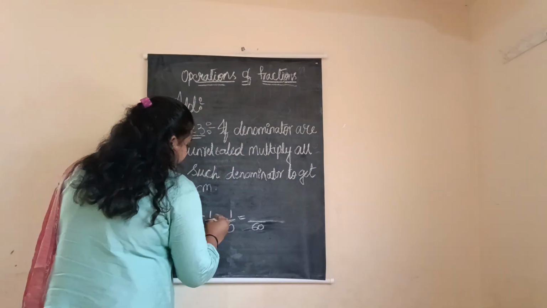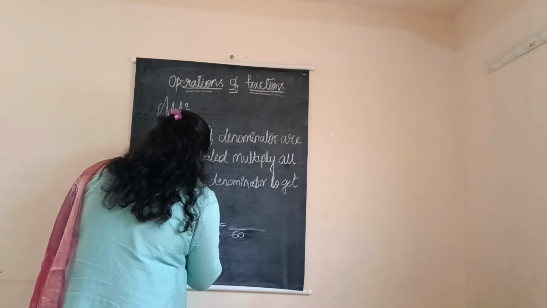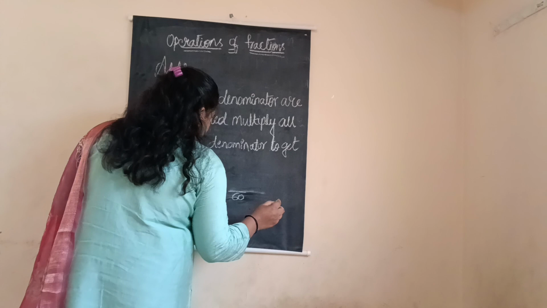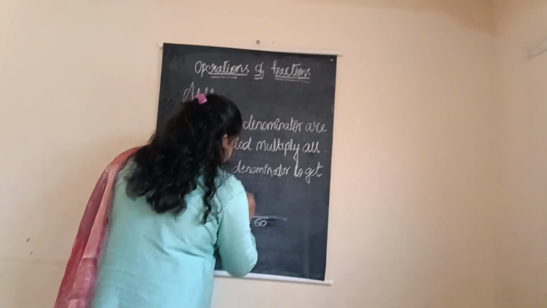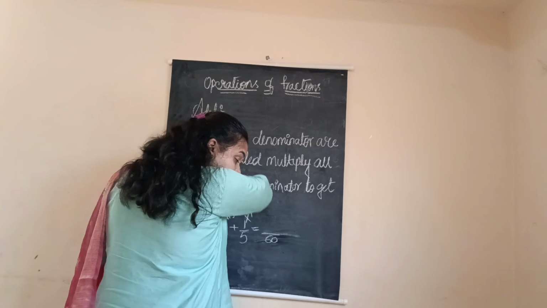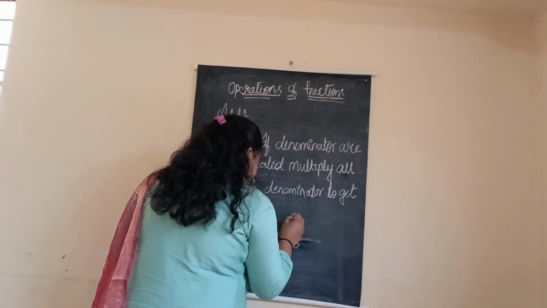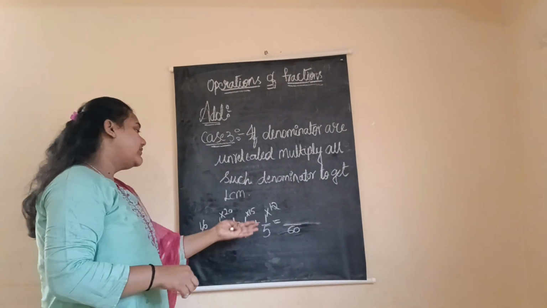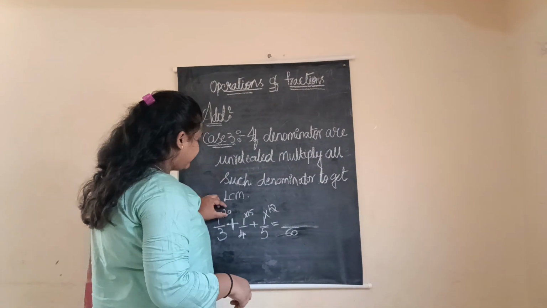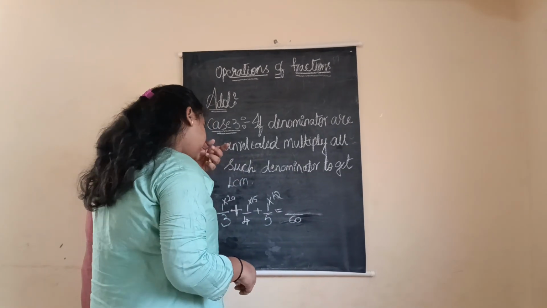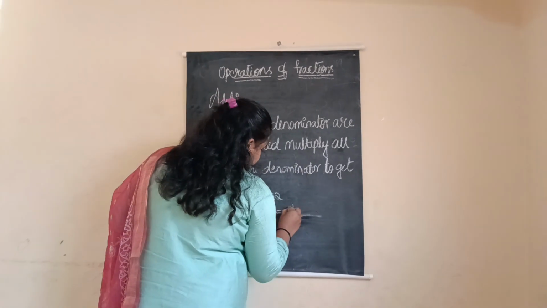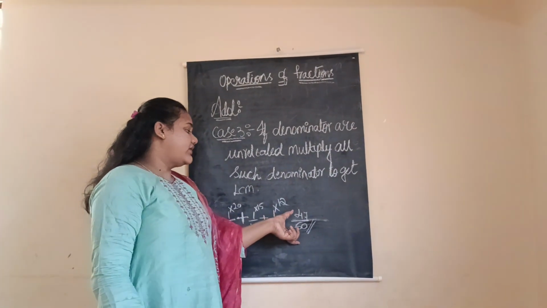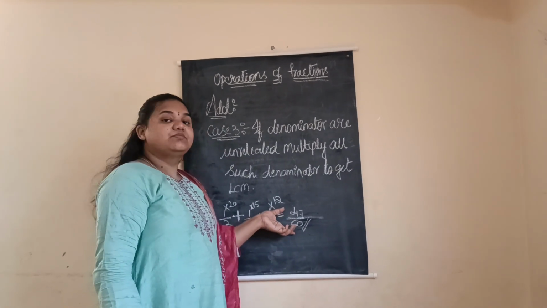3 20s are 60, 4 15s are 60. 12 5s are 60. So we have to add: 20 plus 15 is 35, 35 plus 12 is 47. 47 by 60. It's already a proper fraction, so we don't need to write anything more.